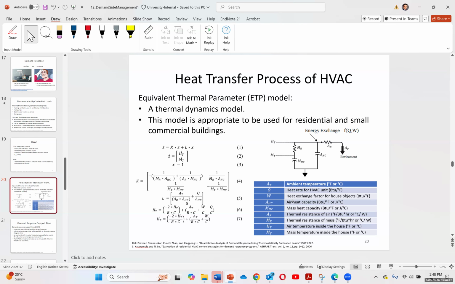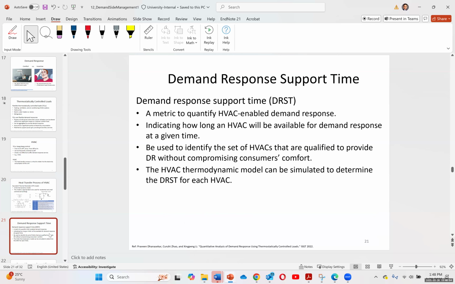AT is the ambient temperature, Q is the heat rate of the HVAC unit, W is the heat exchange factor for house objectives, and HC is the air heat capacity, and so on. The key point here is to be able to control that. So you have to give consent to the power company to have direct control, and the system must have the capability. Usually they are IoT-based HVAC systems directly connected, and you give permission for them to control that.